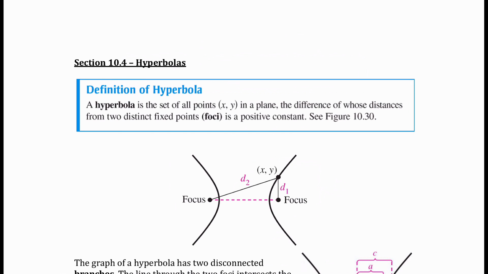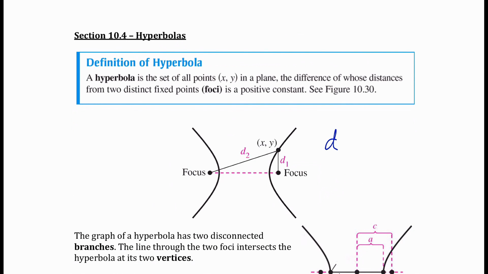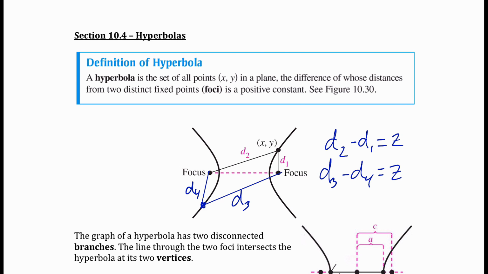So for example, in this case, if we do d2 minus d1, that's going to be some constant. Let's just say it's equal to z. I'm just choosing a random letter. The z is not super significant. Now, if we put a point over here and then draw from that point to these two foci, let's call that d3 and d4, then d3 minus d4 would also be some value z. So it's going to be the same difference either way.